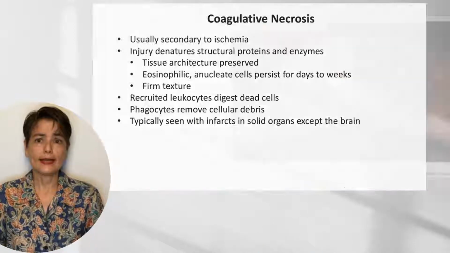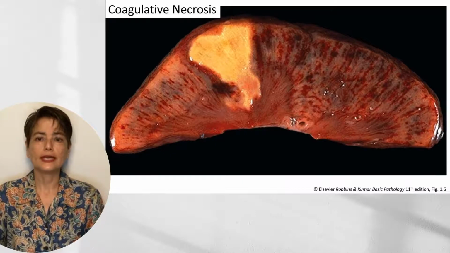So let's take a look at an image of a gross specimen of a kidney that has coagulative necrosis. So you can see here we have our renal cortex, and here's the medulla. And here is our wedge-shaped infarct. Now, as you recall, the kidney has end arteries, and what we have here is the arteries coming here.